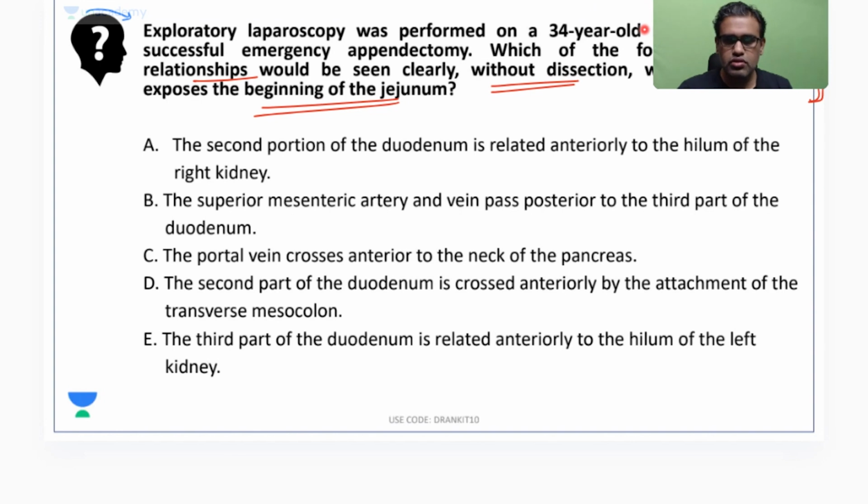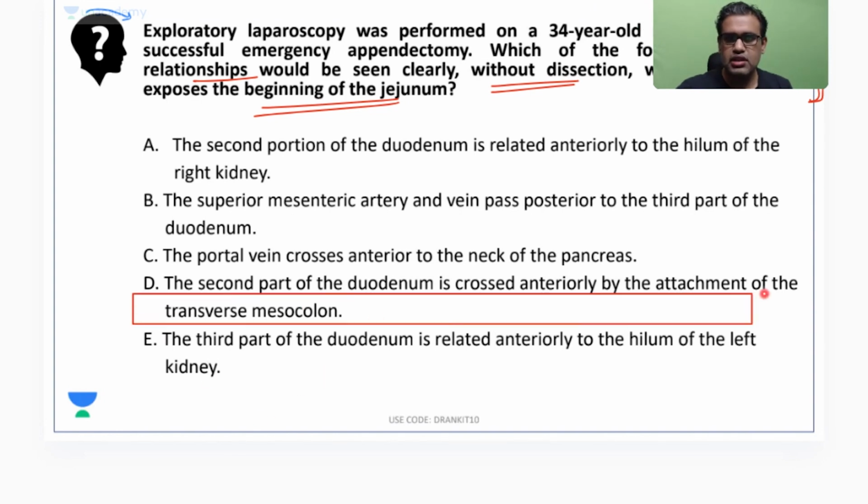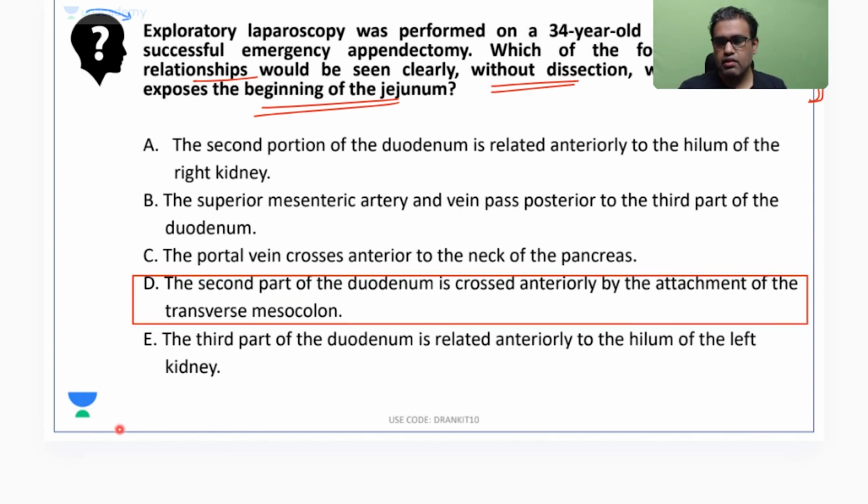So what we see normally is option D. That is what you will see normally once you reach the initial part of the jejunum. Let us see other options. The second portion of duodenum is related anteriorly to the hilum. That statement is right, but you won't see it because it is behind the duodenum. Duodenum itself is a retroperitoneal organ. Superior mesenteric artery and vein pass posterior? They don't pass posterior, they pass anterior to the third part. So that statement is wrong.